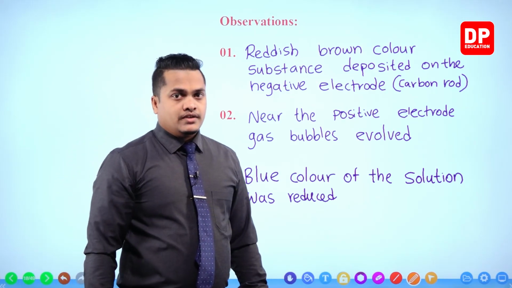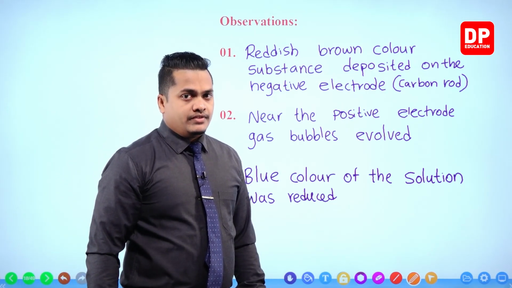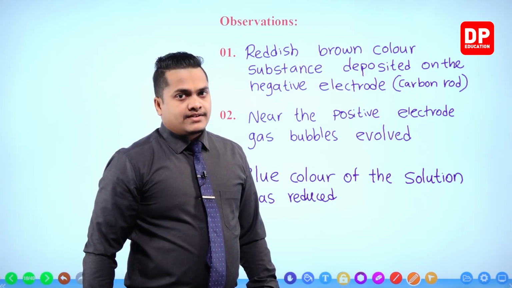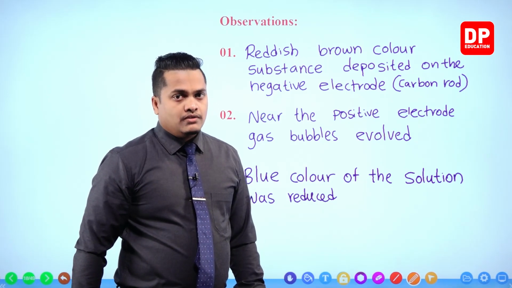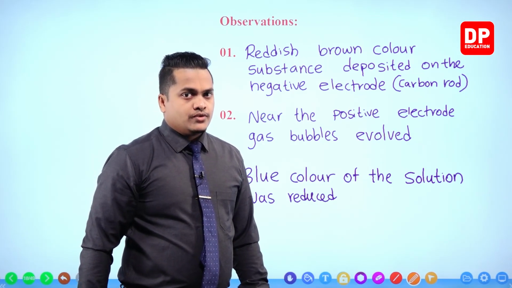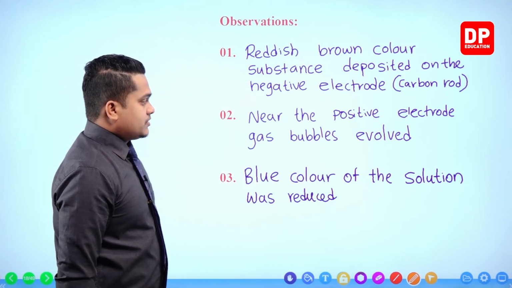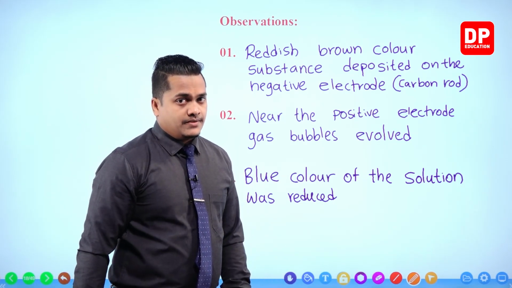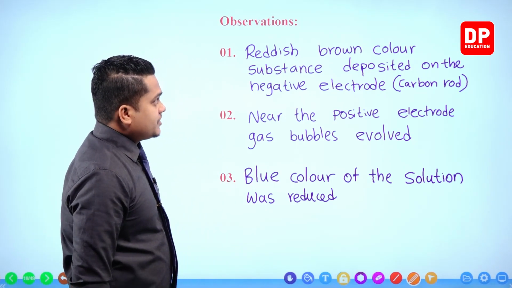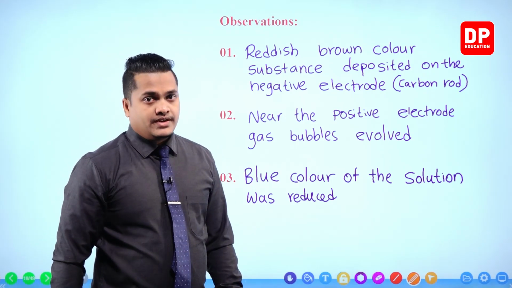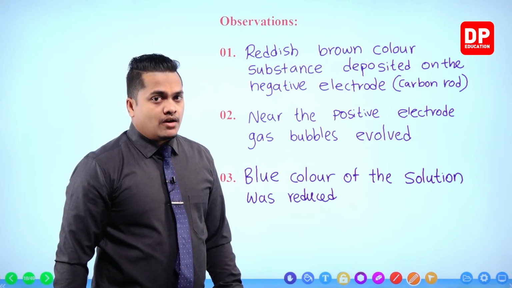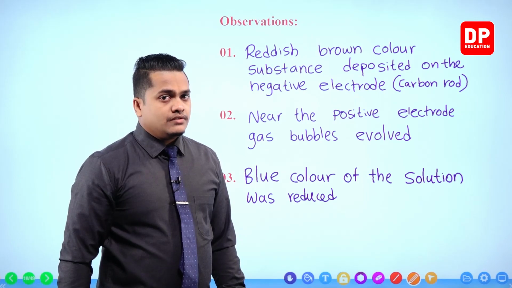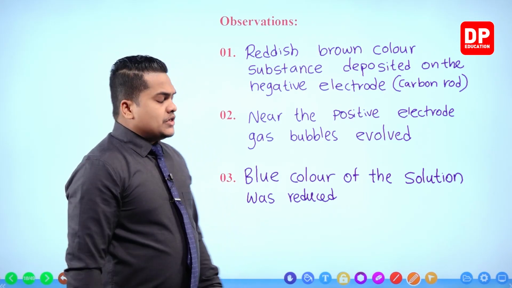There was a good blue color when we started the experiment. However, when providing electricity, gradually that blue color was reduced. Okay, so this is the third and the final one. Blue color of the solution was reduced when providing electricity. So these are the three main observations that we can take from the experiment, my dear children. Now let's head on to the conclusion.